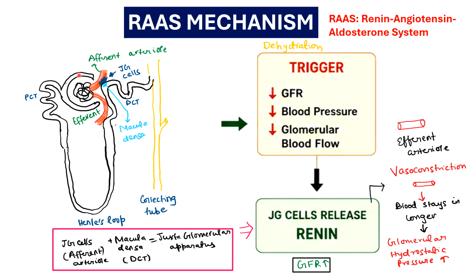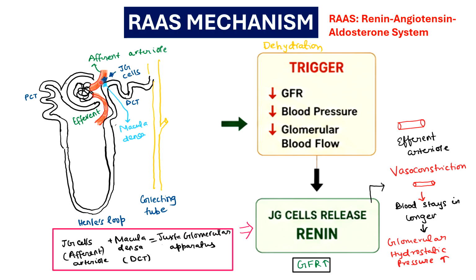This is the diagram of the nephron. This is the Bowman's capsule. This is the glomerulus. This is the afferent arteriole, efferent arteriole, PCT, DCT, loop of Henle, and this is your collecting duct. The region where the distal convoluted tubule comes in proximity with the afferent arteriole, there a specialized type of cells are present in the walls of the afferent arteriole. They are known as JG cells. Clear? So JG cells are present on the wall of the afferent arteriole.